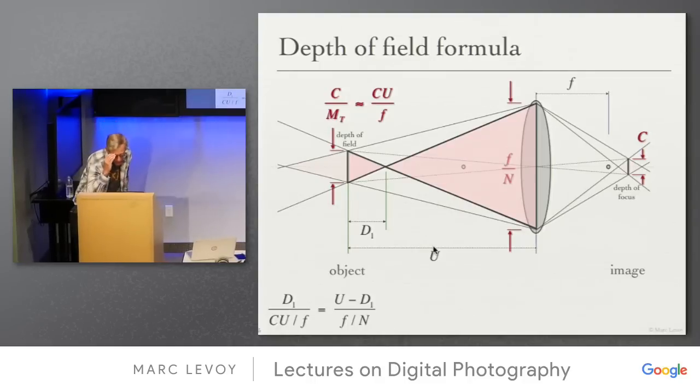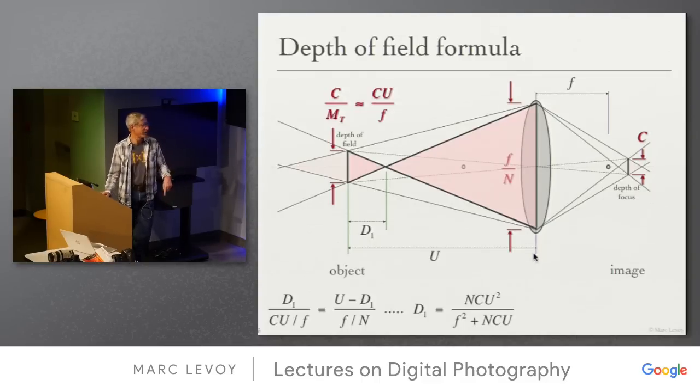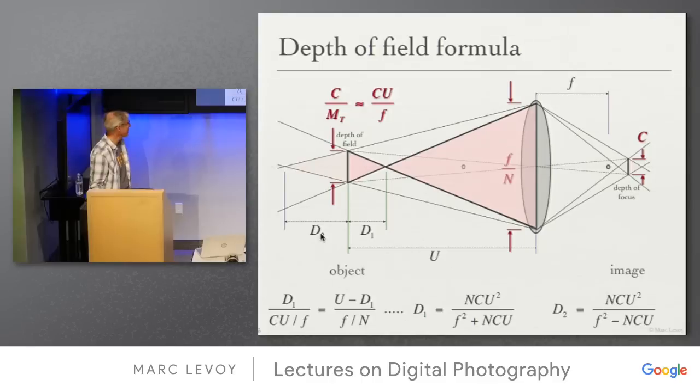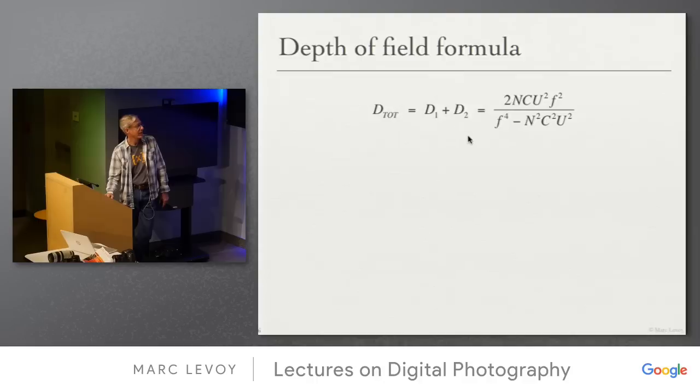And all that is similar triangles between D1 is to that height, as this distance, U minus D1, is to the aperture height, which is F over N. Okay, similar triangles. Dot, dot, dot, a bunch of algebraic derivations come out with that formula. You can do the same thing for the far half of it, because it is asymmetrical, and you get that. Okay, so those are the two formulas. And here they are again. I just added them together.